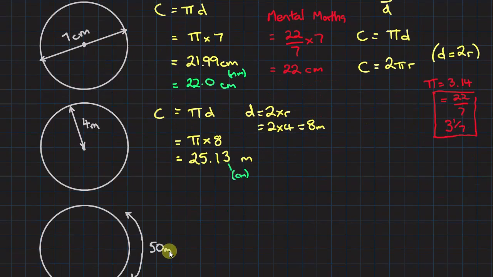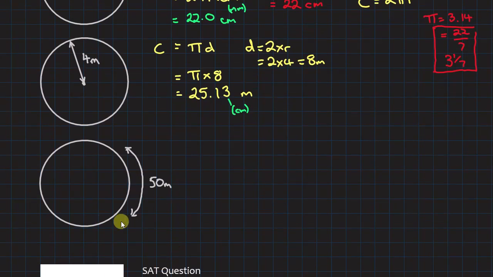A flip question would be to do, what's the information you can tell me if the circumference is 50 metres. So we start with our formula, C equals pi d.